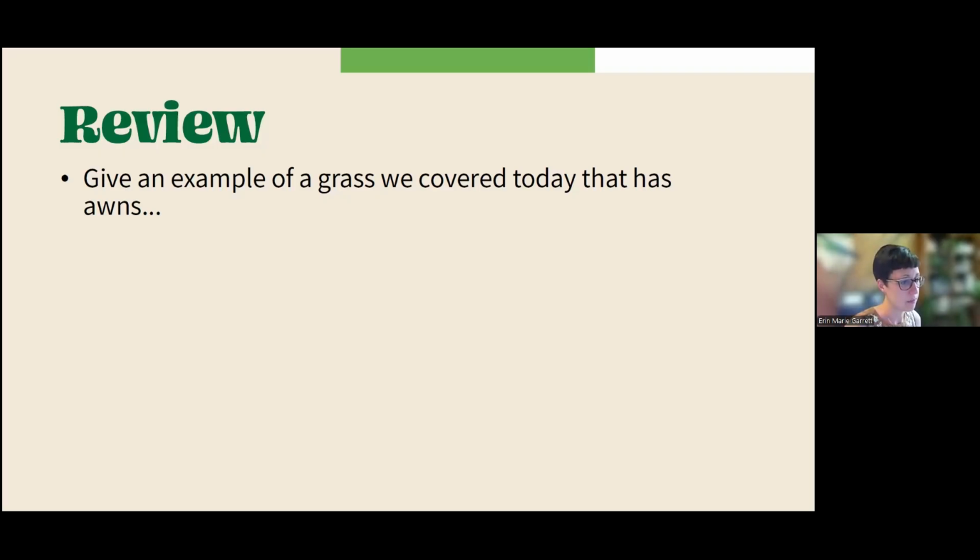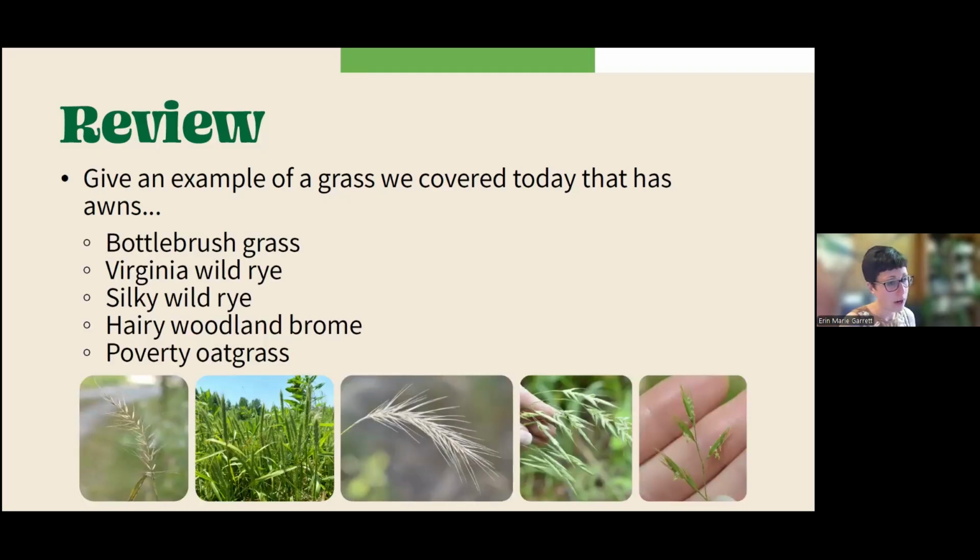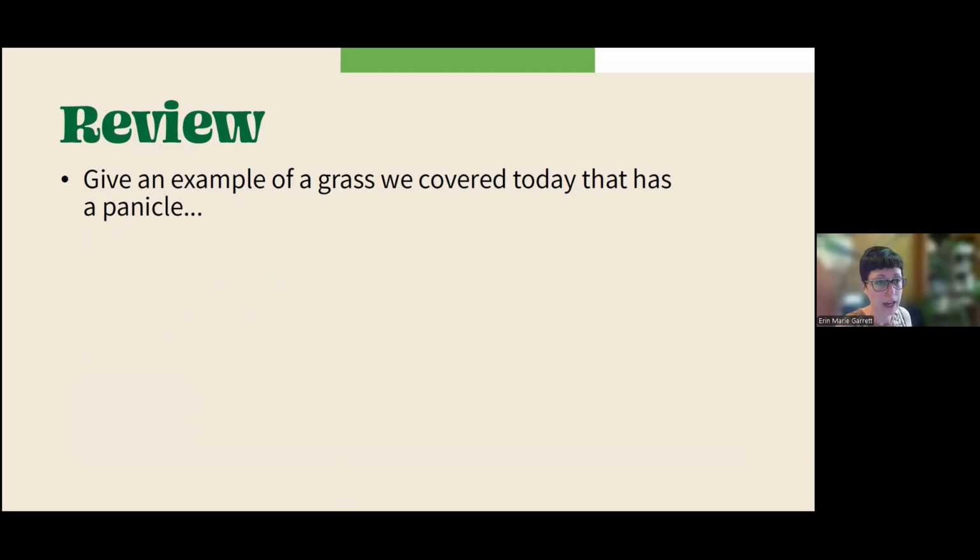Excellent. We got some more guesses coming in. We talked about quite a few. I'll pop them up here. We've got the bottlebrush, all the rye again, but also our hairy woodland brome, our poverty oatgrass, all had awns. Okay, and then one that had a panicle. Remember we talked about panicles, racemes, and spikes.